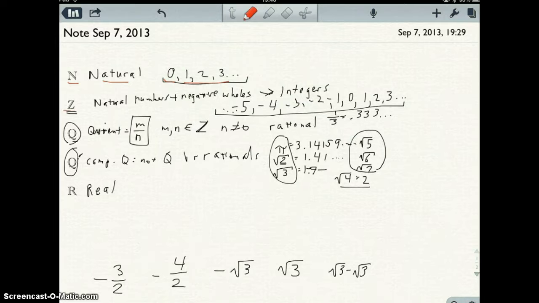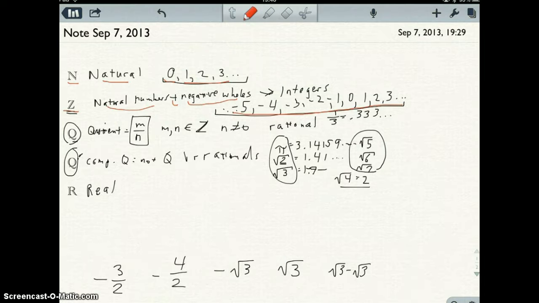Okay, Z is the natural number set plus the negative wholes. So that would be the set of integers, which are all the whole numbers, including negatives, positives, and 0. So it's written as dot dot dot, negative 5, negative 4, negative 3, negative 2, negative 1, 0, 1, 2, 3, etc.